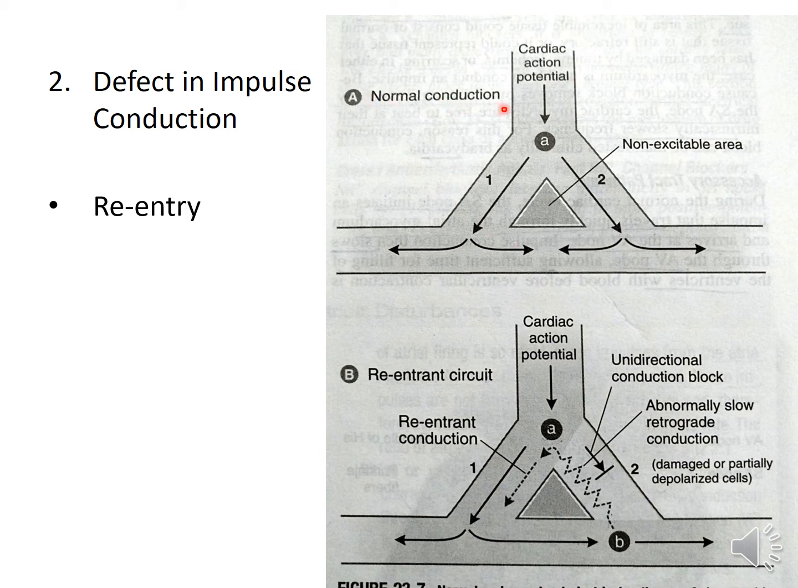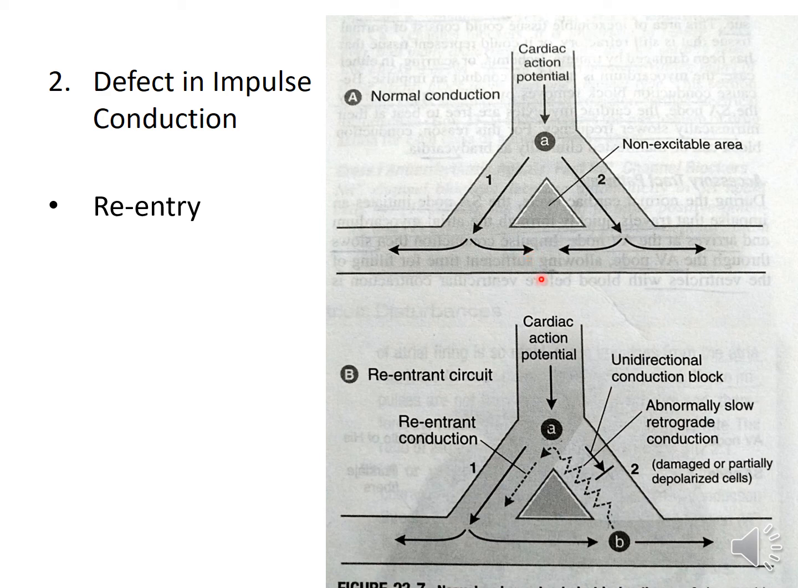In normal conduction, this is a wave of depolarization which is progressing and it reaches point A. After this, it can enter into two parallel circuits, circuit 1 and circuit 2, and propagate further. But when the wave reaches here, it will not propagate this side. Why? Because here the tissue is also in action potential, so it is in refractory phase, so it cannot propagate further, and the wave coming from the second pathway will not propagate further here because the tissue is in refractory phase.